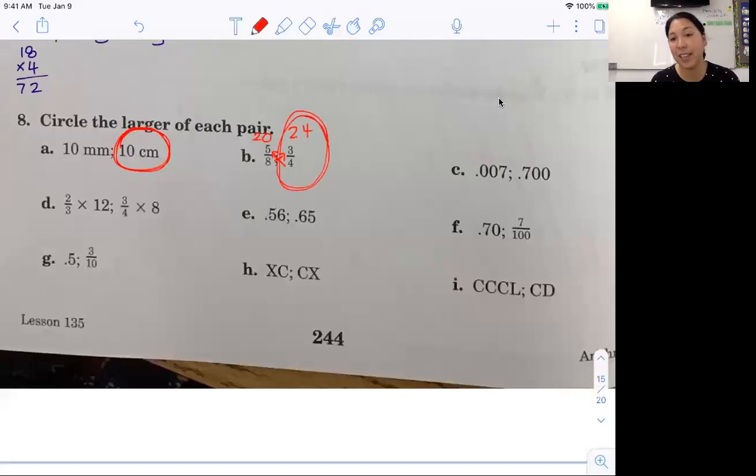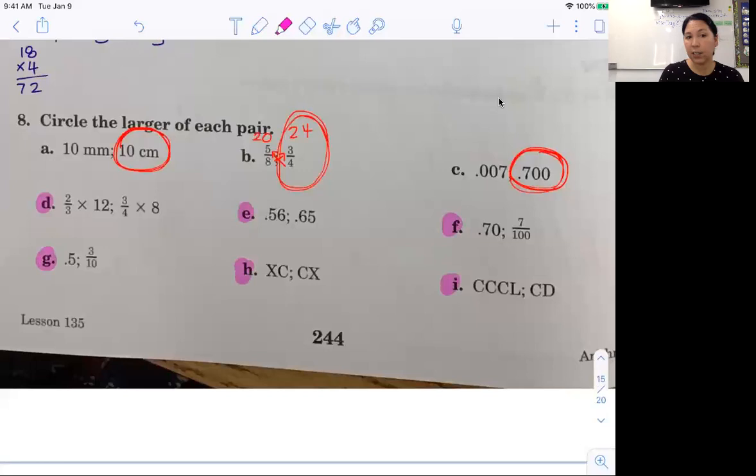All right, let's look at letter C. What's bigger, 7 thousandths or 7 tenths? You could also say 700 thousandths. What's bigger, 7 thousandths or 700 thousandths? Yeah, 700 thousandths. Okay, you guys are going to circle what is bigger for D, for E, for F, for G, for H, and for I. Circle which one is bigger.